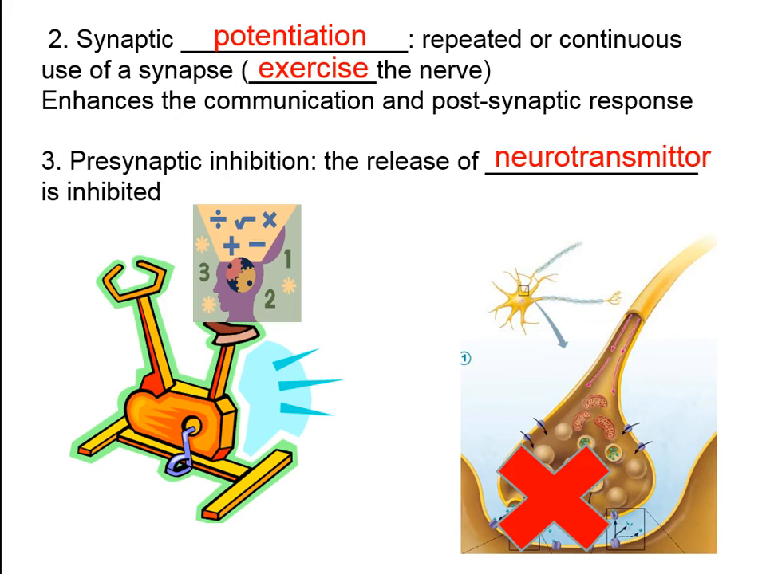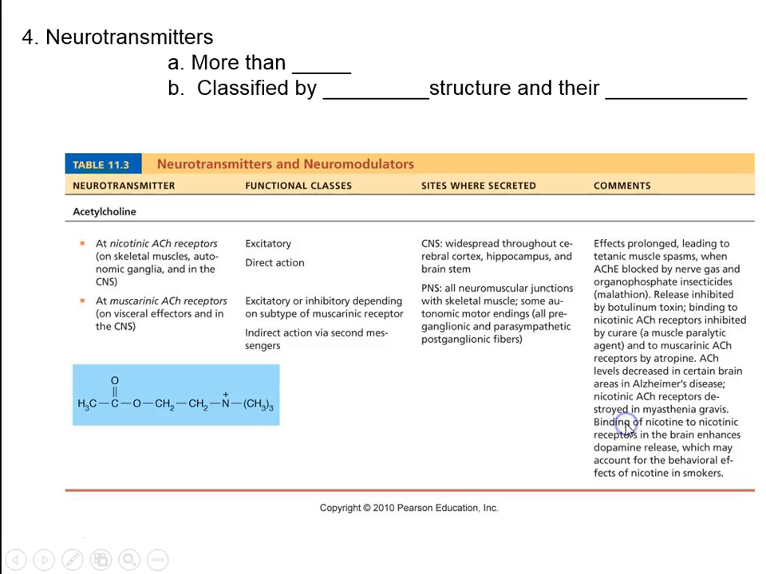Another type of modification is the presynaptic inhibition. The release of the neurotransmitter is stopped. So something causes, when that action potential gets down here and that calcium comes in, that to be stopped. We're not going to send the neurotransmitter across. Some painkillers do that.